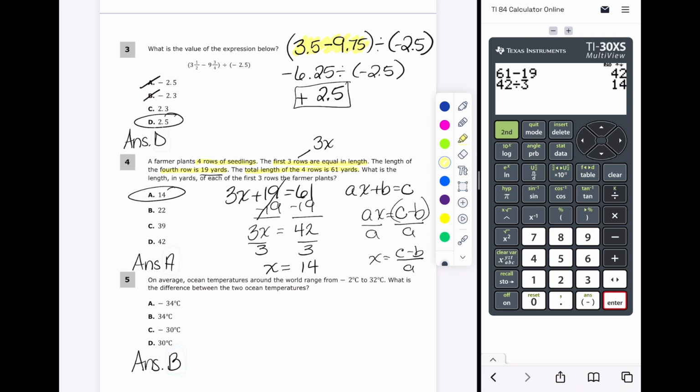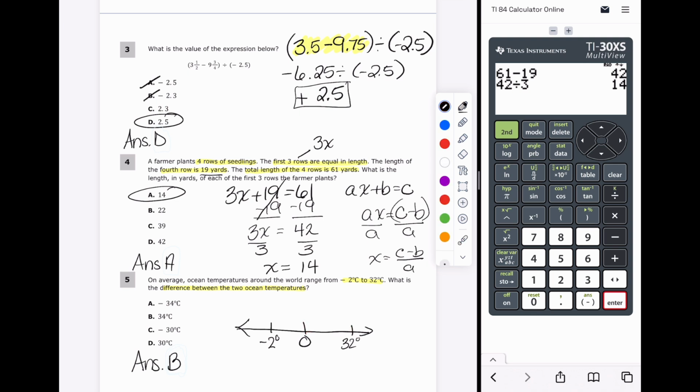On average, ocean temperatures around the world range from -2 degrees Celsius to 32 degrees Celsius. What is the difference between those two oceans? So we did a lot of this in 6th grade, so I have numbers that are greater than and less than 0. So I have -2 degrees and I have positive 32 degrees. I want to know the space between them from here to here, and also recognizing it's definitely going to be more than 32 because I'm 32 away from 0.